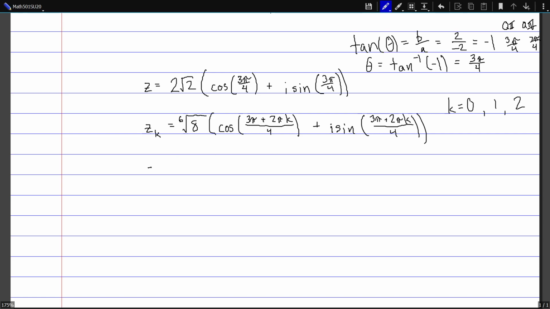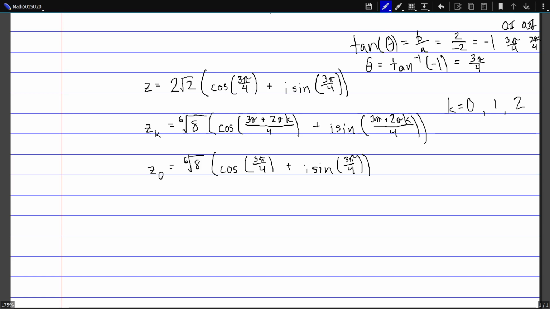So in other words, the first of our cube roots is going to be the 6th root of 8 times cosine of just, in this case, 3 pi over 4, since taking k to be 0 just ignores this piece, plus i sine of 3 pi over 4. This isn't actually too bad to evaluate. We could go ahead and actually find these values. We know that cosine at this is going to be negative square root of 2 over 2. We know that sine at this position is going to be positive square root of 2 over 2.